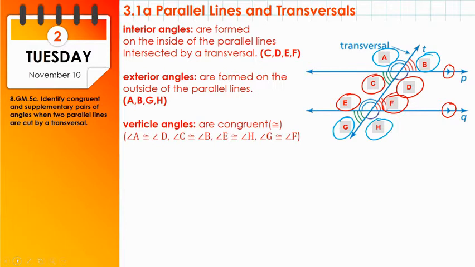So we're going to see that vertical angles are congruent. If we look at drawing a line, we see that angle A is congruent to angle D. Angle C is congruent to angle B. Those angles are vertical. Angle E is congruent to H, and G is congruent to F. Vertical angles are congruent.